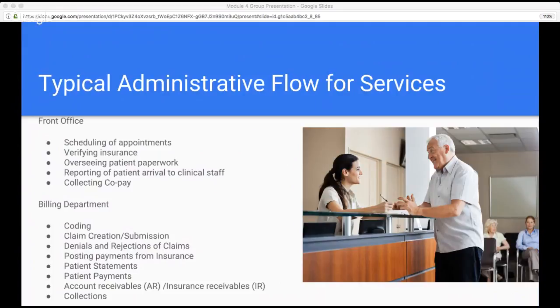Typical administration workflow of services. The front office usually does the scheduling for appointments, verifying insurances, overseeing patient paperwork, reporting for patient arrival to clinical staff, and collecting copays. The billing department takes care of the coding, claim creation and submission, denials and rejections of claims, posting payments from insurances, patient statements, patient payables, accounts receivable, insurance receivables, and collections.